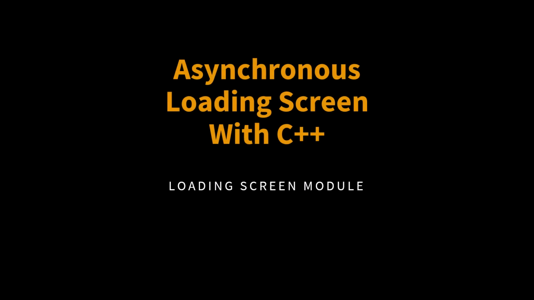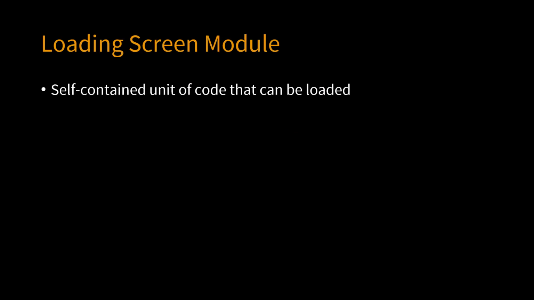In this video, we will explore how to create our own loading screen module. Modules in Unreal Engine are self-contained units of code that can be loaded, unloaded, and shared between different projects. They help organize code, manage dependencies, and improve build times by allowing you to compile only what you need.